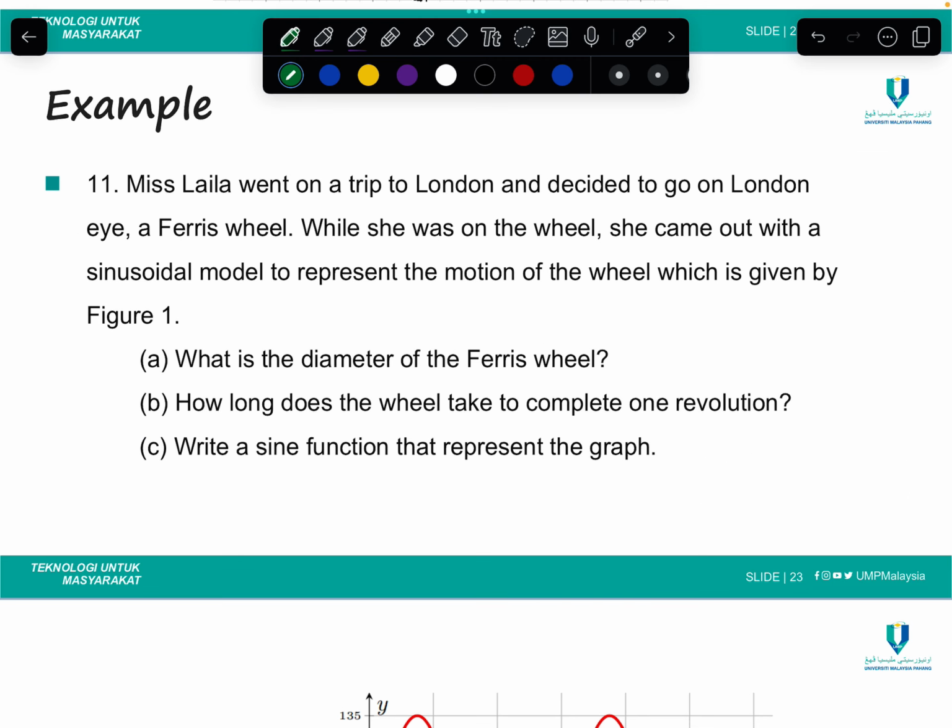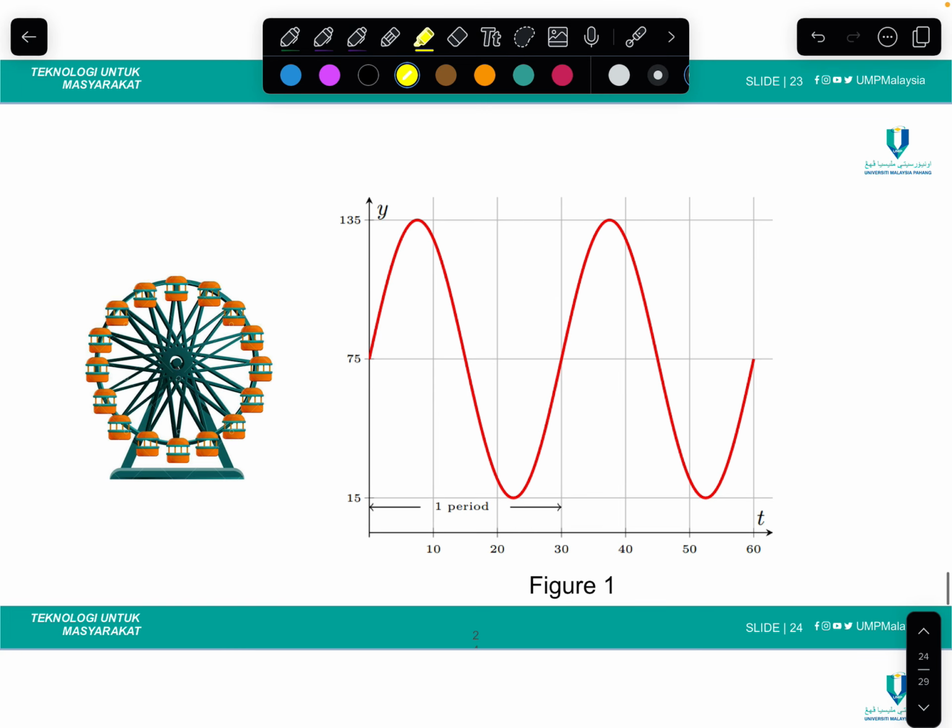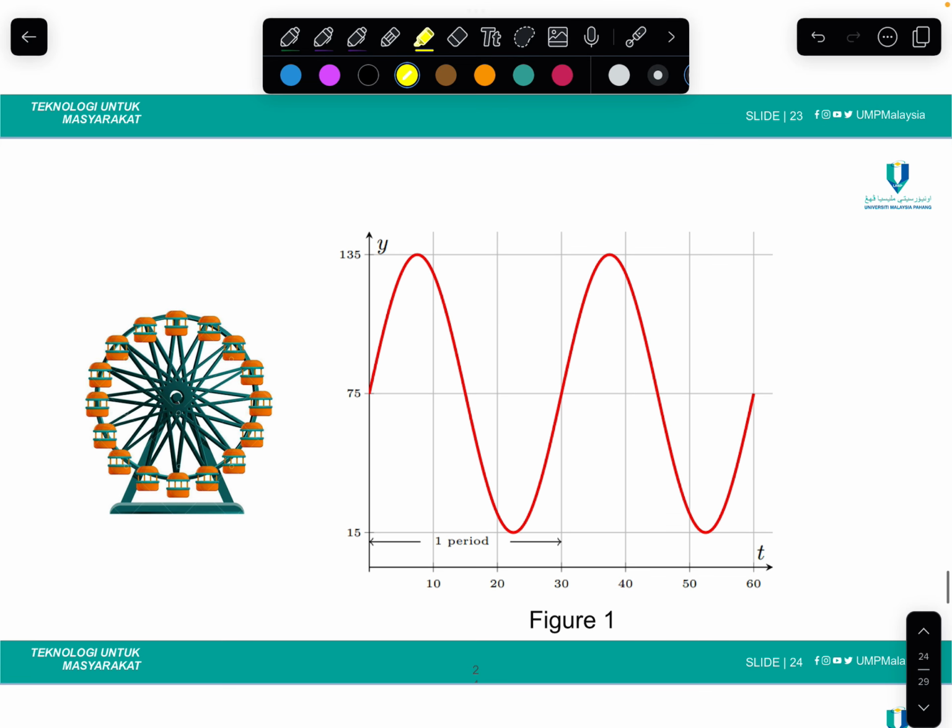Example 11 is about a sentence, a problem equation. We have to understand the situation. Miss Laila went on a trip to London and decided to go on the London Eye, a Ferris wheel. While she was on the wheel, she came up with a sinusoidal model to represent the motion of the wheel, which is given by figure 1. So let's look at figure 1.